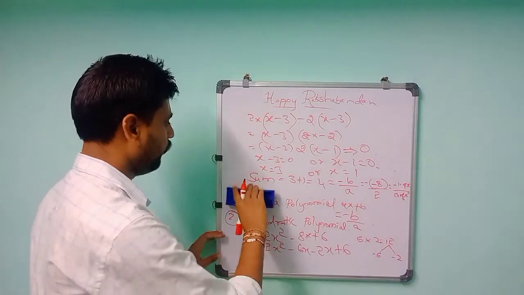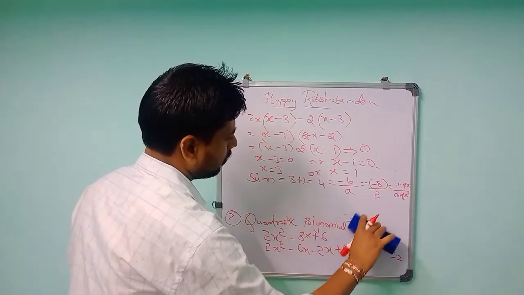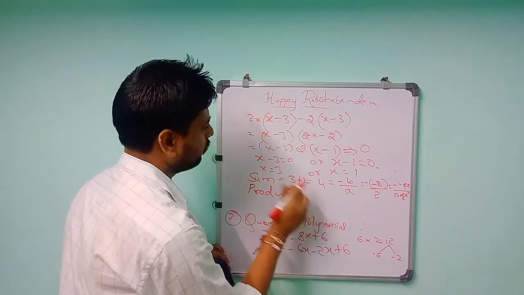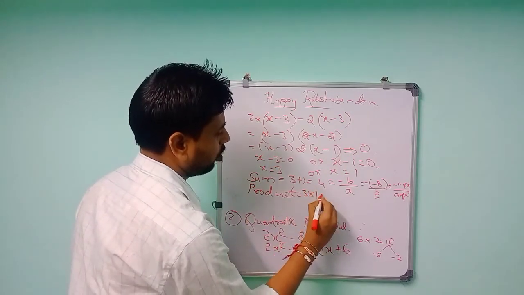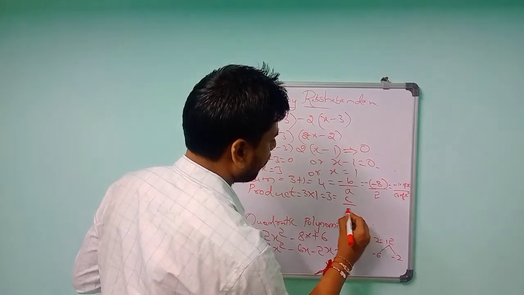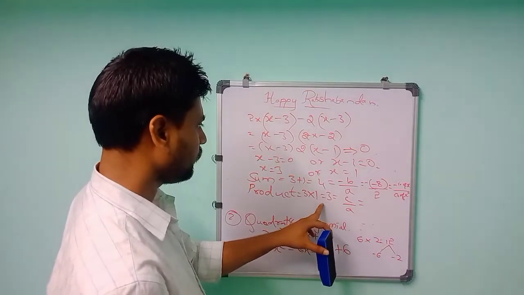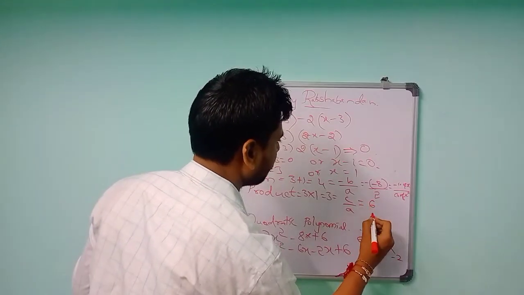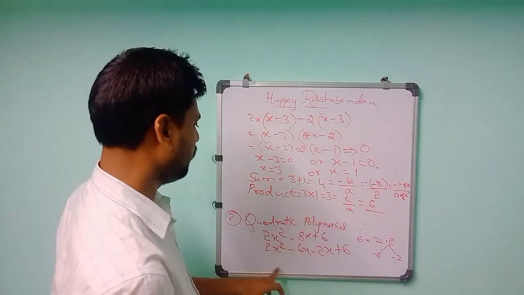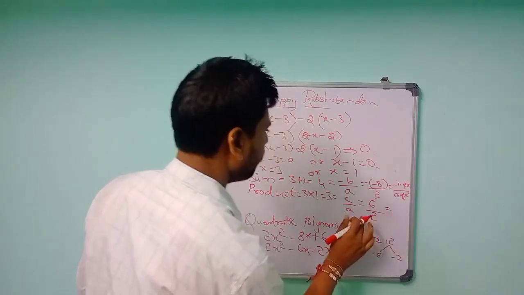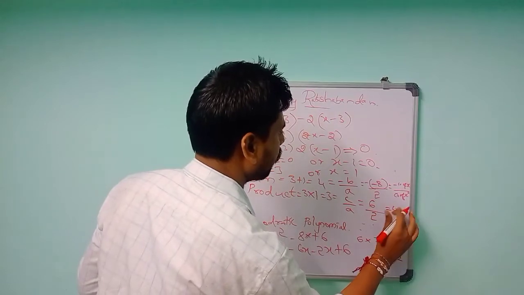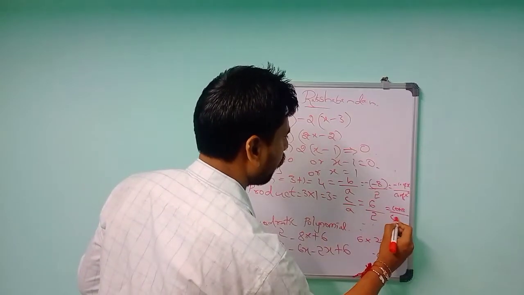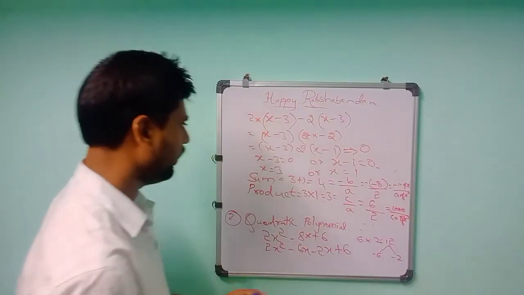Now for the product. If you take the product of the zeros of the polynomial, 3 and 1, 3 into 1 is 3. It is c by a. The coefficient of the number is 6, divided by the coefficient of x square, which is 2. So it is becoming 3. 6 is the constant term divided by 2, the coefficient of x square. So you can write here c by a.